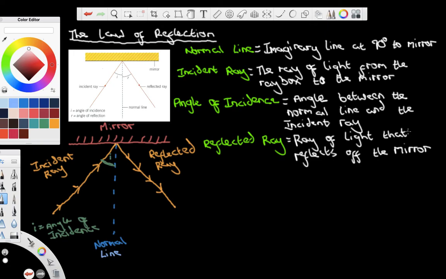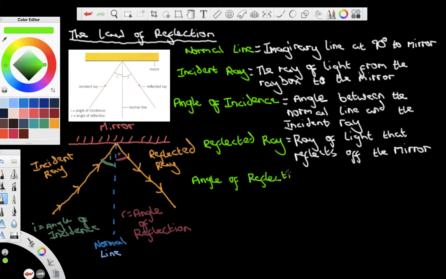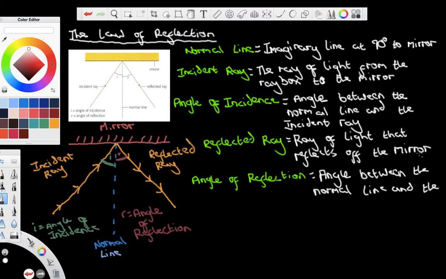And finally, we've got what's known as the angle of reflection. The angle of reflection. And we'll do that with this colour here. And that can be shown with a lowercase r. The lowercase r is the angle of reflection. And we can define that. So angle of reflection. We can define that as the angle between the normal line and the reflected ray.